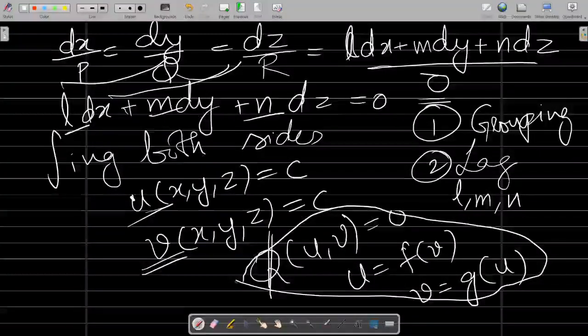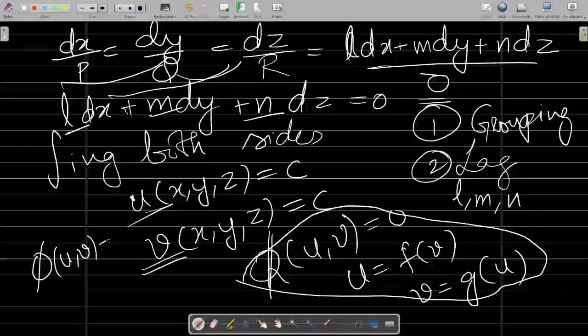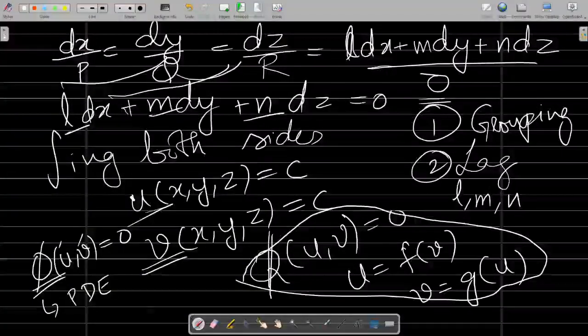You can get a PDE either by eliminating arbitrary constants or by eliminating arbitrary functions. If you have phi of u, v equal to 0, where u and v are functions of x, y, z, then by eliminating this arbitrary function you will get a linear PDE. Similarly, when you solve a PDE, the solution also will involve an arbitrary function. That is what you must know.